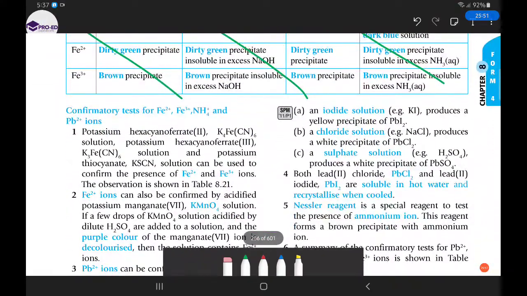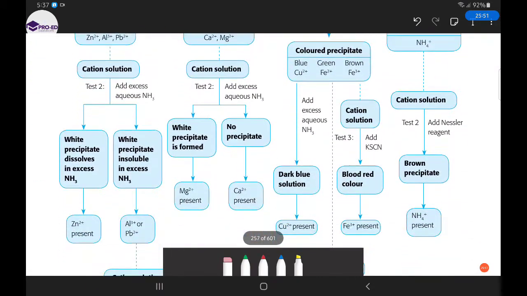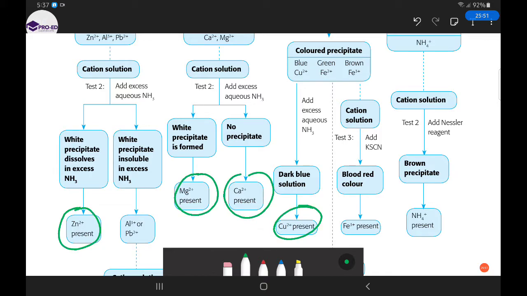Now, guys, we have reached a certain point. Not everything we could confirm. We managed to confirm zinc. We managed to confirm magnesium. We managed to confirm calcium. We managed to confirm copper too. But we have a problem: some of them are still unconfirmed. We have narrowed it down, but not enough. Aluminium and lead, we have not confirmed yet.